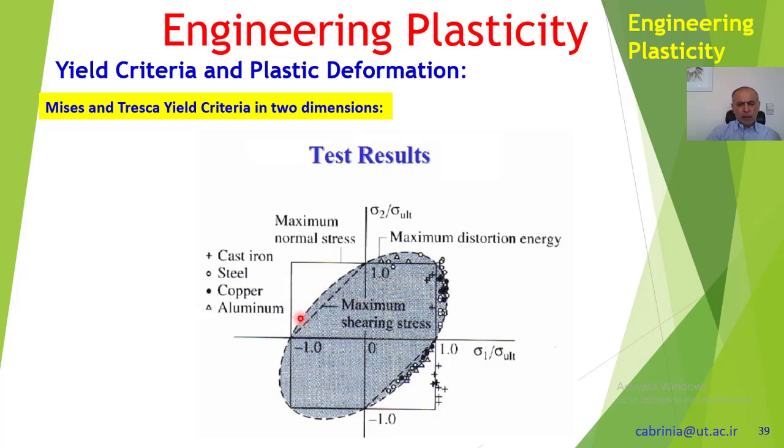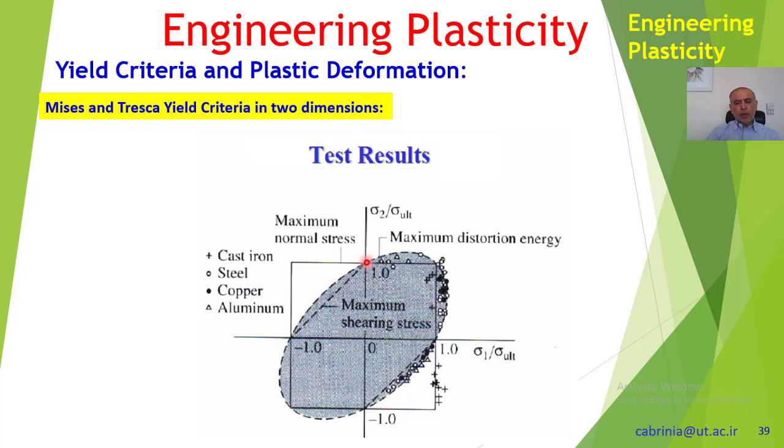As you can see, we have here Mises, Tresca, and another yield. This square is another yield criteria which is called maximum normal stress yield criteria. And as you can see, for cast iron we have some points in here which the maximum normal stress criteria accommodates. Maximum normal stress, as the name implies, the yield criteria is based on the maximum normal stress. If the maximum normal stress reaches a value, then it yields. Okay, so here it does not yield, it yields here.